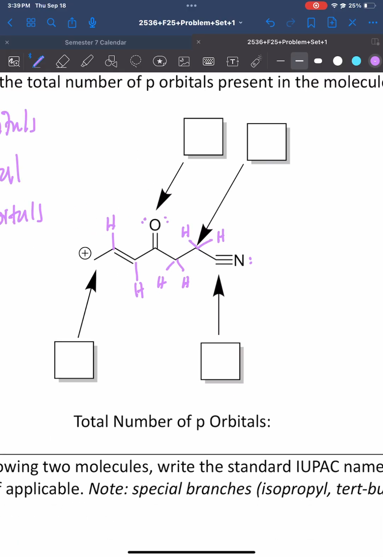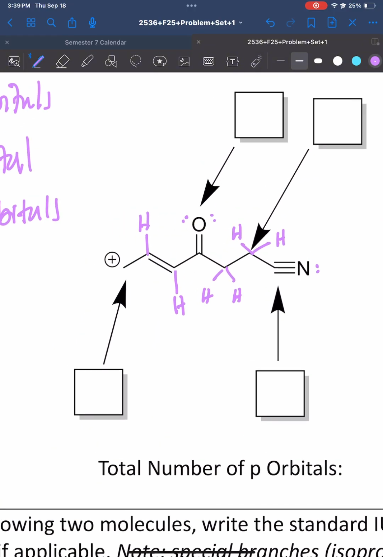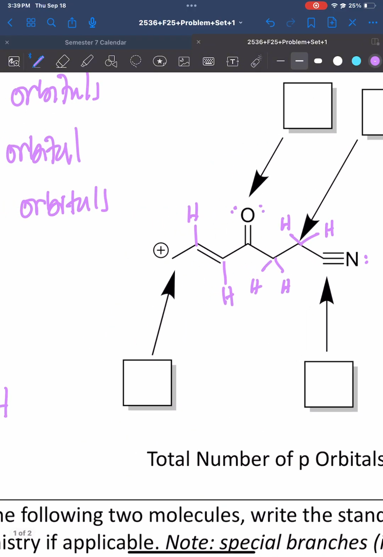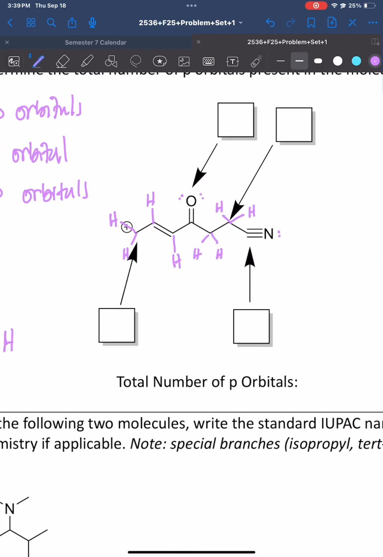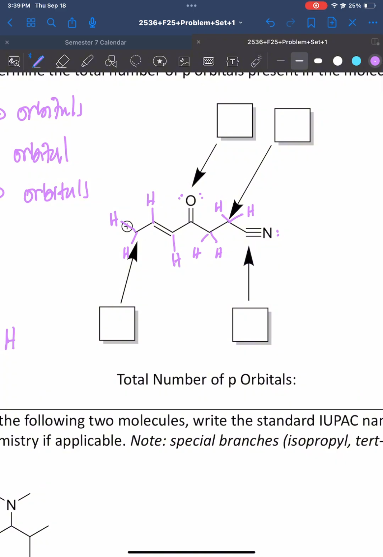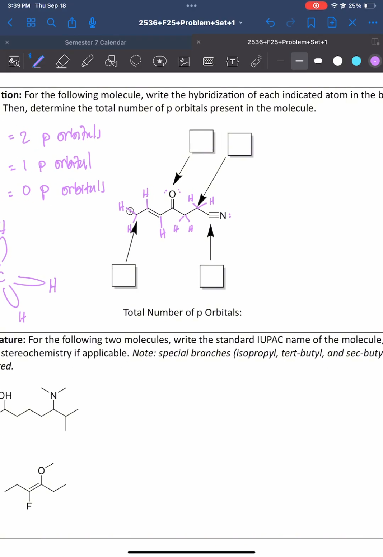Now let's look at the carbocation. In this case, something like a terminal carbon is going to have 3 hydrogens attached to it, but because there is a positive charge there, we know that it's missing one of those. So it's going to have 2 hydrogens coming off like that. So now we have all of our hydrogens labeled. We can go ahead and start assigning hybridizations to each of the indicated atoms.